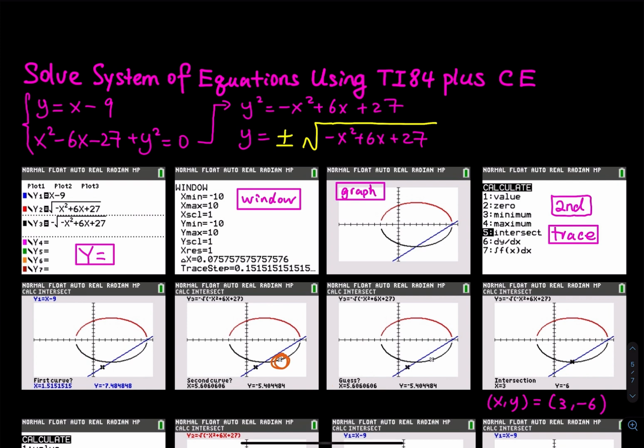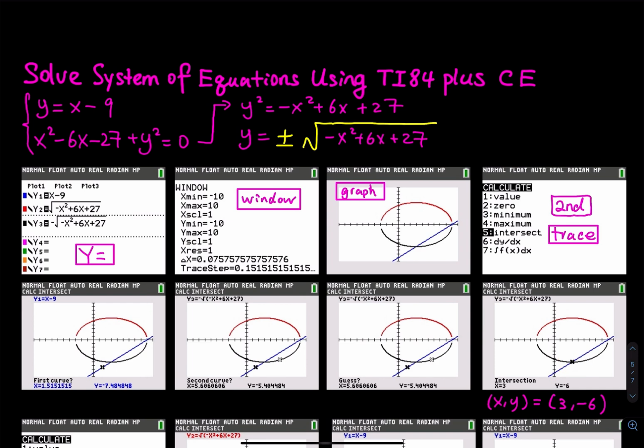So what does guess mean? Guess means you have a mark on the left, a mark on the right. You are asking the calculator, hey, between the left and right, can you find the nearest intersection for me? The calculator will just do the job and then report that here is the intersection: when x is equal to 3, y is equal to -6. So that is your first intersection.